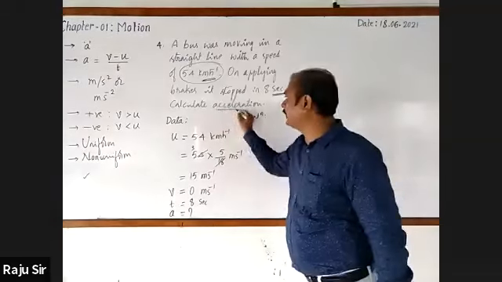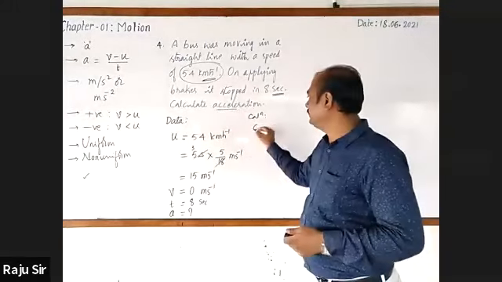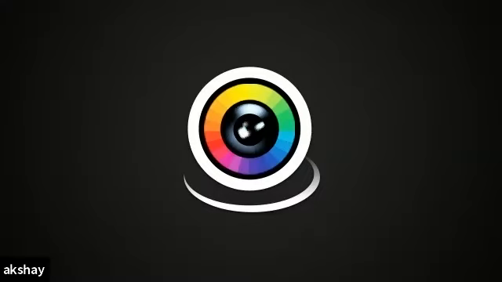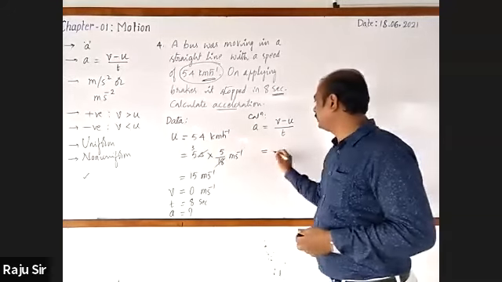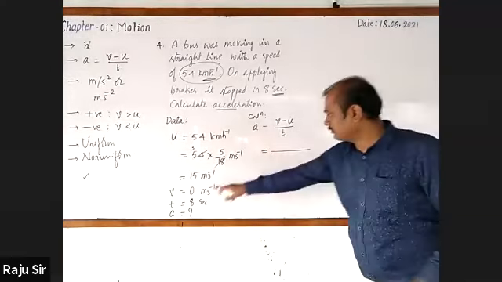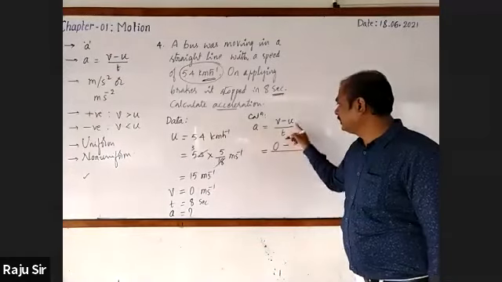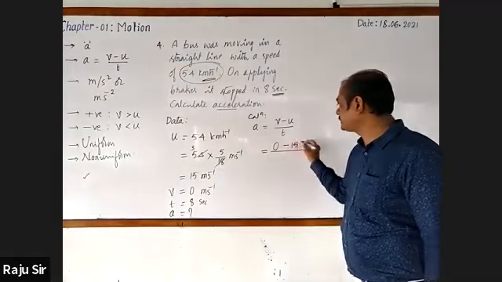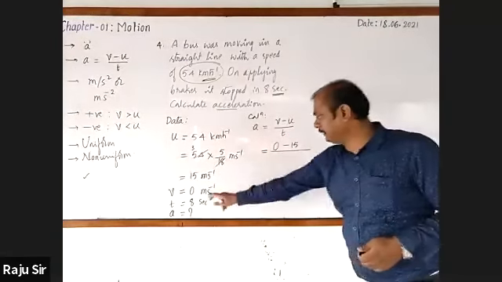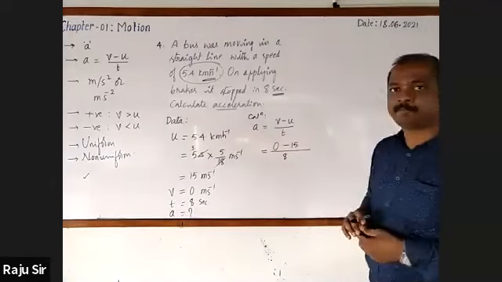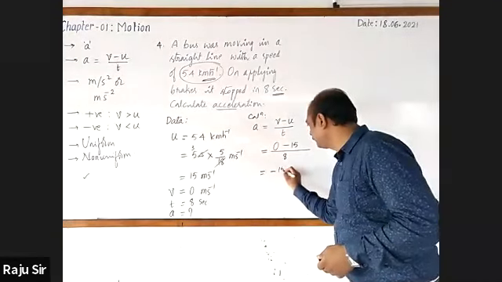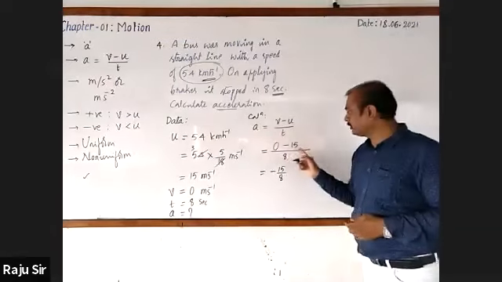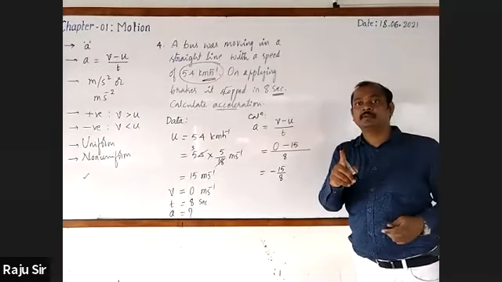Please go on writing with me. We know that we have a formula to find out acceleration. It is a is equal to v minus u by t. You may go for substituting. This is equal to, where v is final velocity, it is 0, u is initial velocity, this is 15 meter per second, divided by time, it is 8. This is equal to minus 15 by 8, because 0 minus 15 is minus 15.